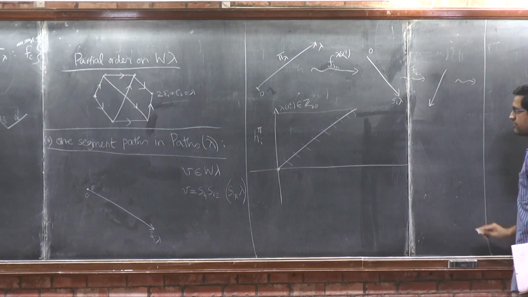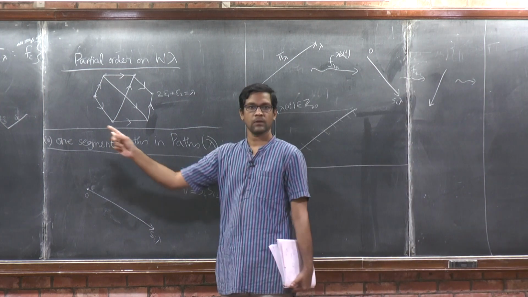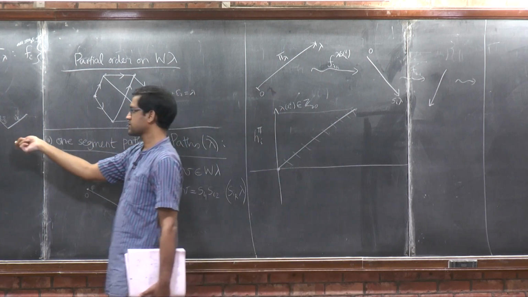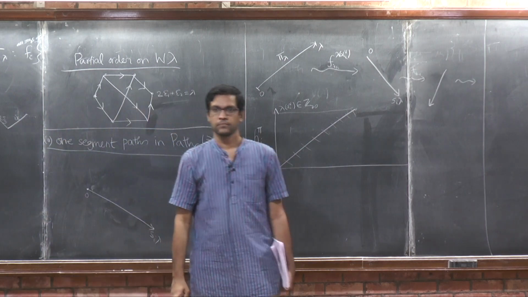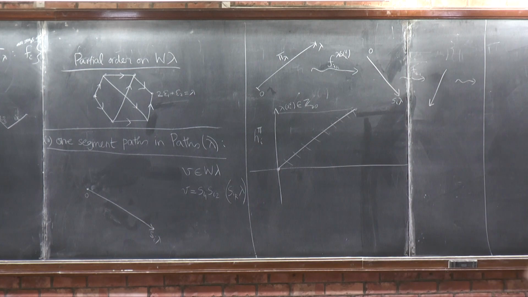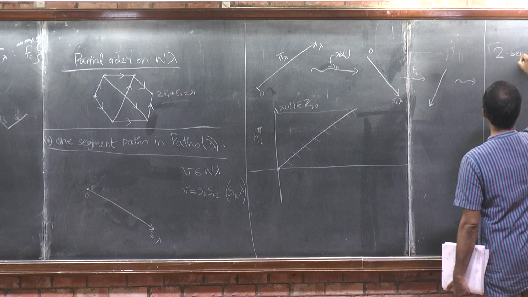So in other words, what have we shown here? We have shown that all one segment paths of class lambda are in fact in B lambda. Okay, so one segment paths are done. Okay, so in some sense we need to start understanding what two segment paths look like.